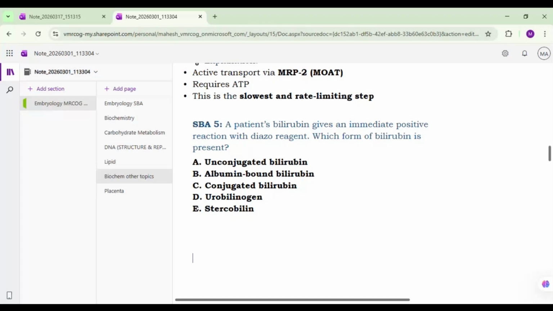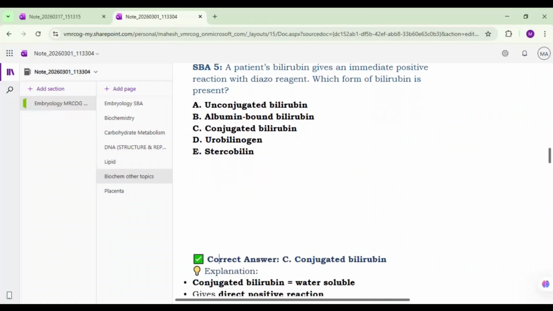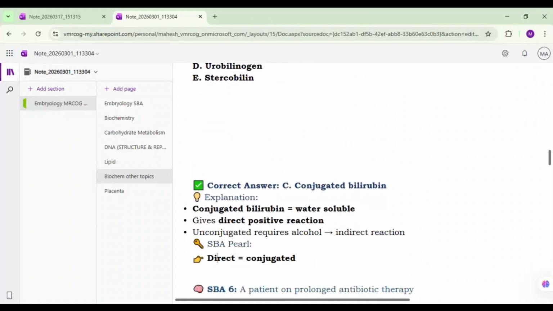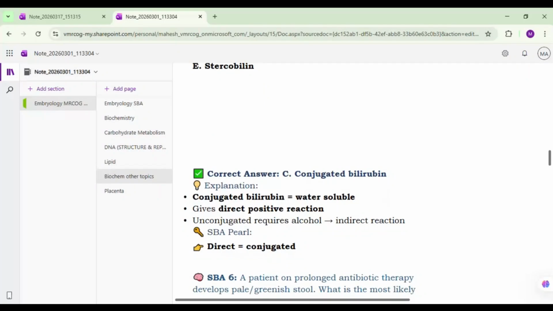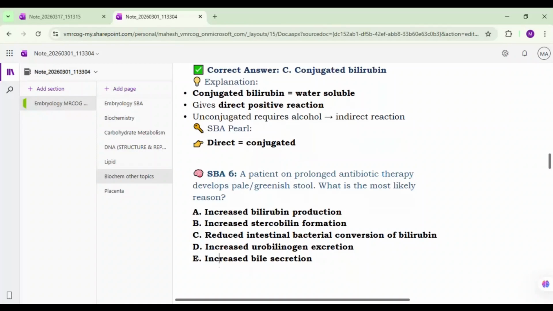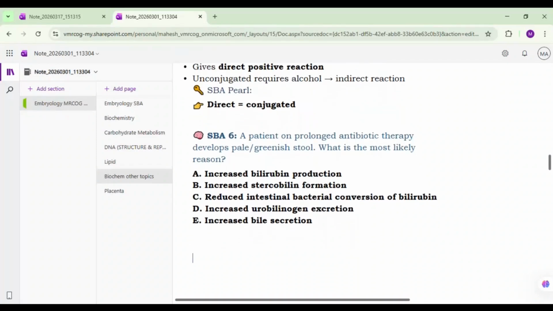Next. A patient's bilirubin gives an immediate positive reaction with diazo reagent. Which form of bilirubin is present? Option C, conjugated bilirubin. An immediate positive reaction means conjugated. Conjugated bilirubin is water soluble and gives a direct test positive. Unconjugated requires alcohol, which is an indirect reaction.